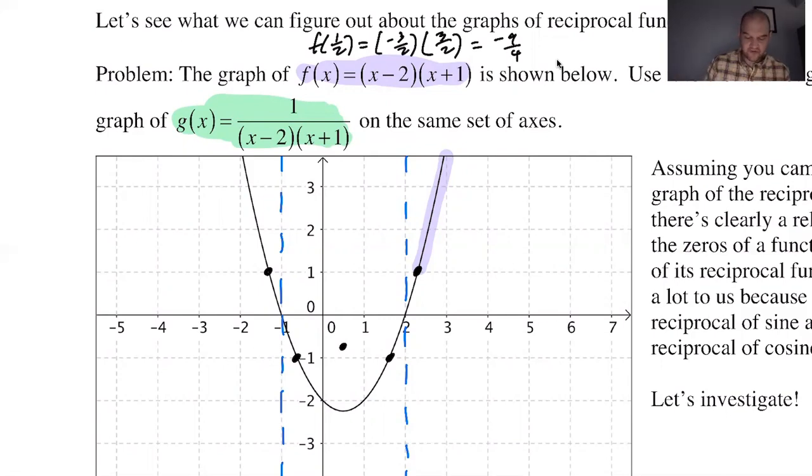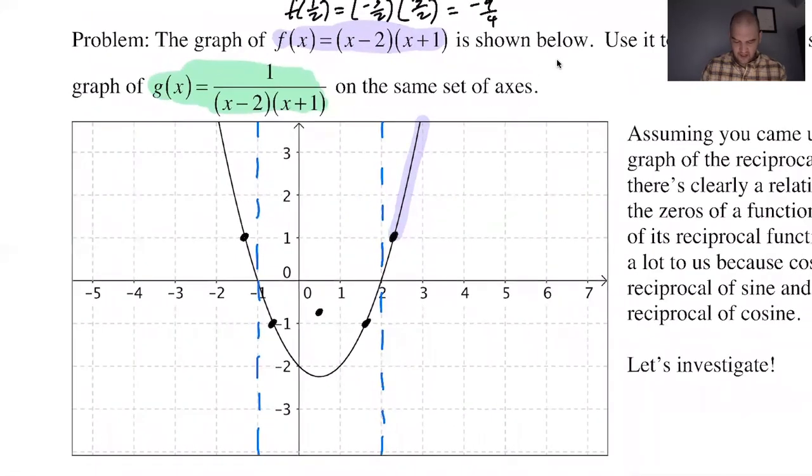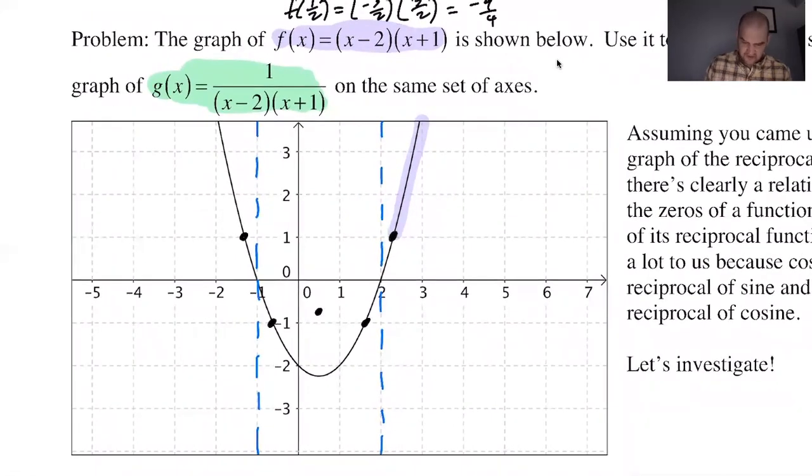The reciprocal of infinity is basically 0. So what's going to happen is the original graph is going up, but the graph of the reciprocal is going to do this. Now, what happens on this little interval here? This is a big question that we need to deal with.